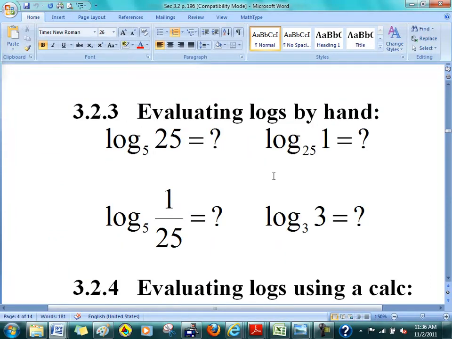Okay, doing these by hand now. Notice that you can't quite do this in a calculator until we do what's called the change of base formula.